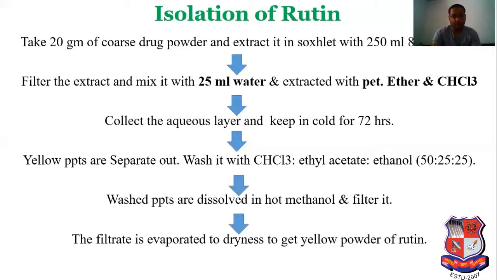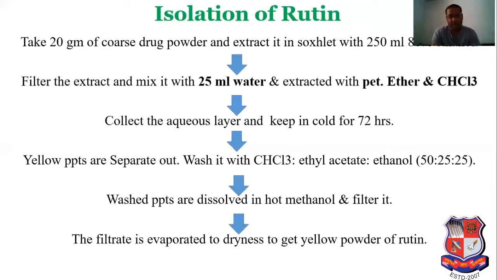After extracting with petroleum ether and chloroform, we have to collect the aqueous layer and keep it in the cold for 72 hours. Here we have to remember that we are extracting with petroleum ether and chloroform, but we should not collect the petroleum ether and chloroform layer. We have to collect the aqueous layer. It contains the rutin, and any other chemical constituents present will be removed with the petroleum ether and chloroform extract. So we have to concentrate on the aqueous layer. Then after keeping it for 72 hours, we will get the yellow precipitates of rutin.